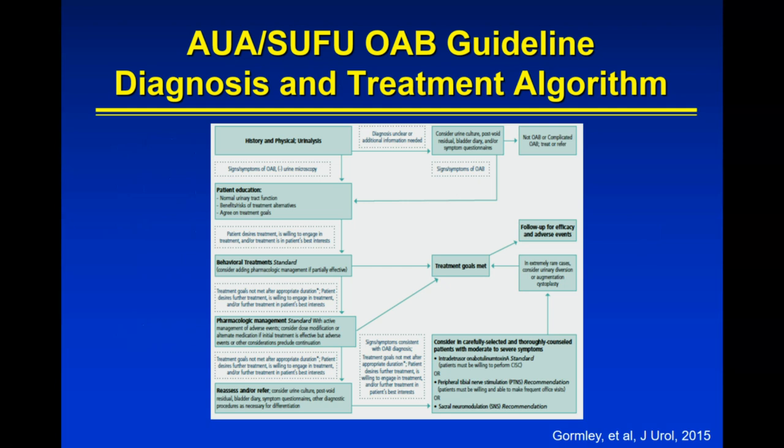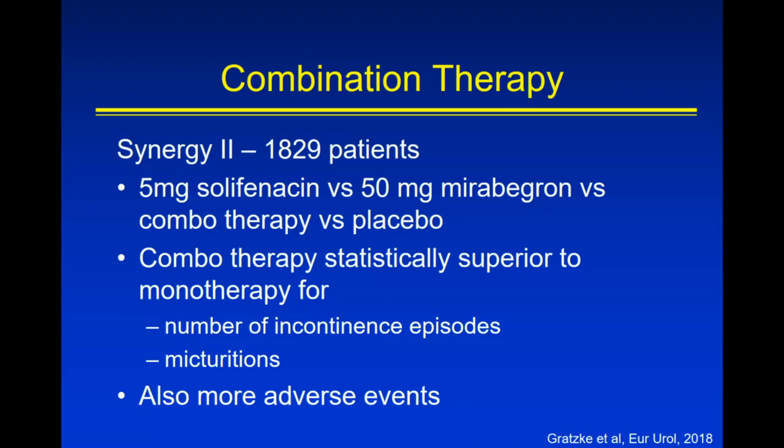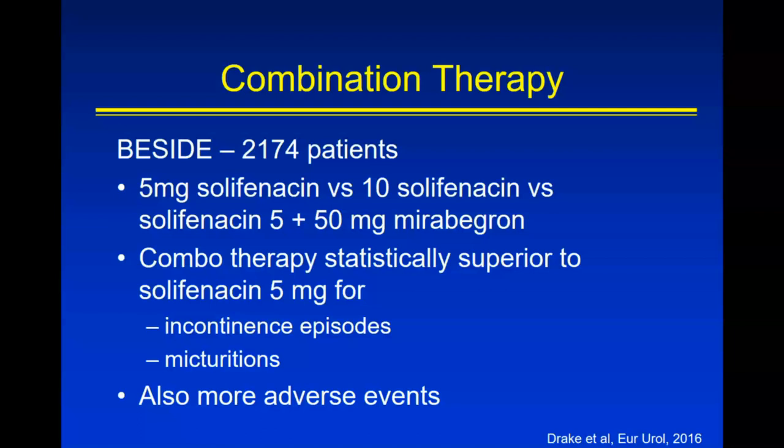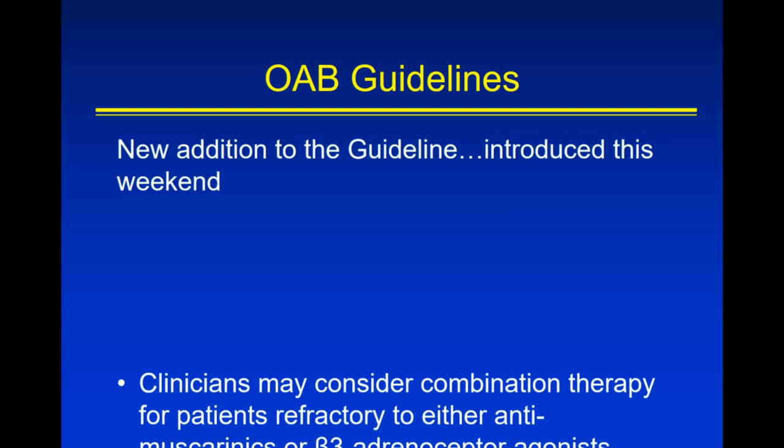Well, we have our guidelines, and we have the third tier therapies we're going to focus on. But a couple quick slides on combination therapy, because this is new. We've had a couple of recent studies that have come out in the literature that speak to combination therapy with a beta 3 and an anticholinergic, and showing improvements in a variety of parameters, whether it's incontinence episodes or voids. The trade-off is there's more adverse events. And that's what led to the new addition of the guideline that Sandip presented this weekend, that you can now consider a combination therapy for patients refractory.